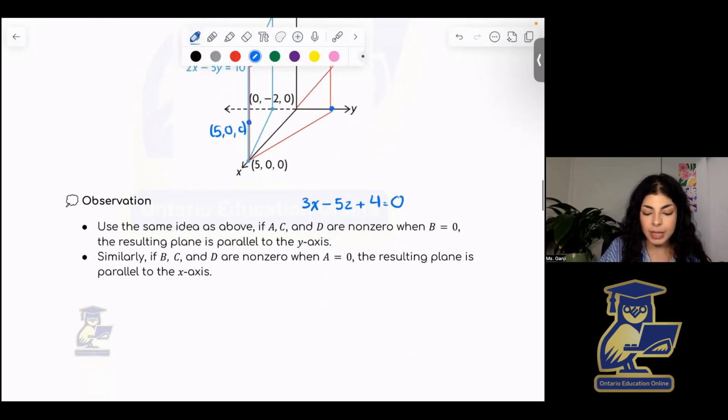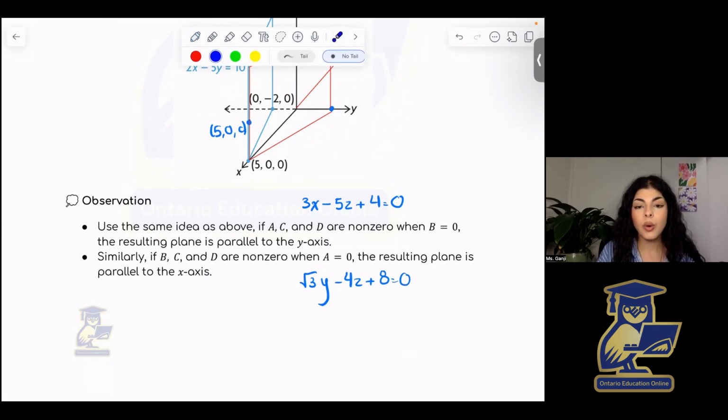And similarly, when B, C, and D are non-zero, so when you have, for example, square root of 3 y minus 4z plus 8 is equal to 0, and we see that there's no x component here, then this resulting plane is parallel to the x-axis, and so any value of x will not affect our plane. And so you can now sketch any plane of this format.